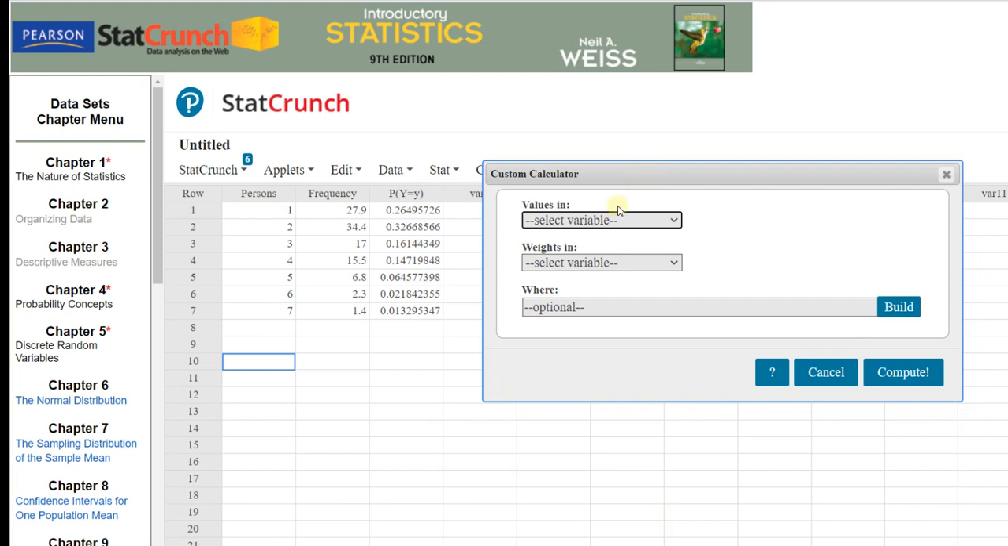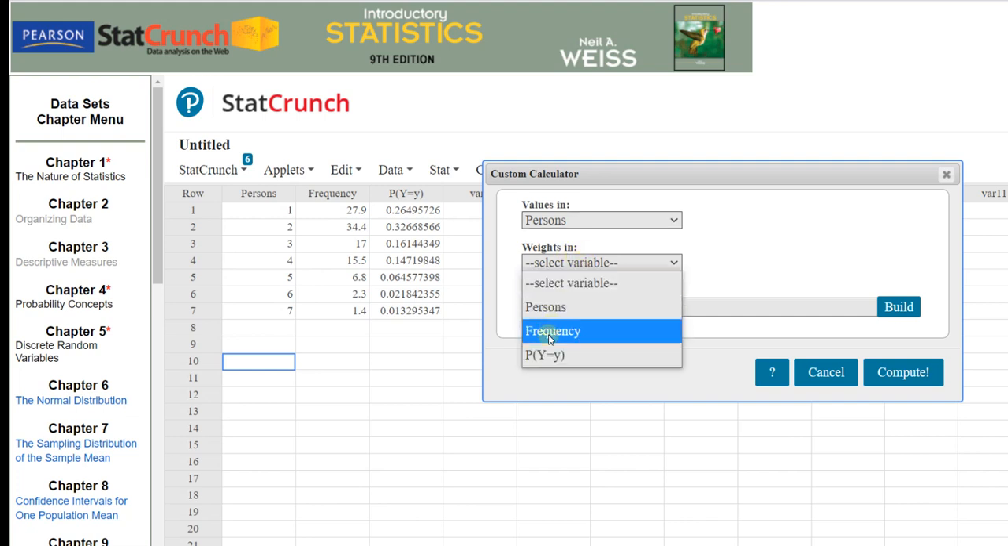And now the values in. So where are the values in? Well, the values are persons, right? Those are the values. And notice how StatCrunch calls probabilities weights. Weights in means where are the probabilities? Well, the probabilities are in this column that we created, the relative frequency column.